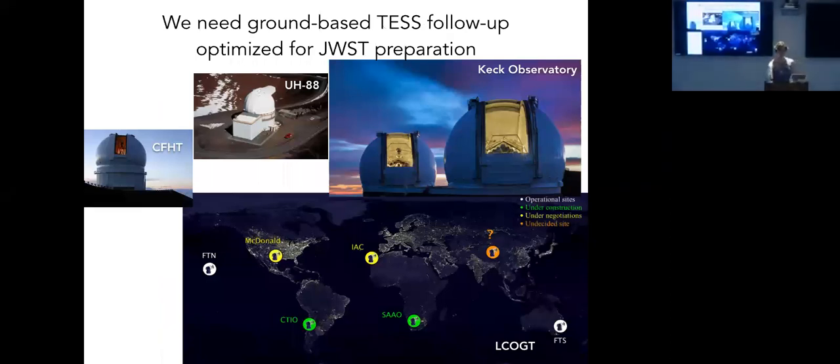So in summary, we need ground-based TESS follow-up in order to get the most out of our James Webb observations of the best planets, especially the best super-Earth planets. Fortunately, Mauna Kea is rich in facilities that can lead the charge, and I really hope that folks here will take up the banner and do lots of great exoplanet science in the James Webb era.